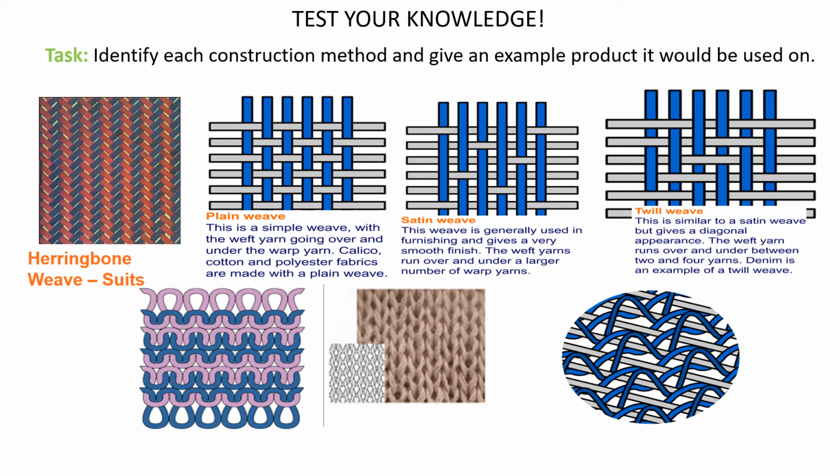Number 4 is a twill weave. This is similar to the satin weave and gives a diagonal appearance. The weft yarn, horizontal yarn, runs under and over 2 or 4 yarns. Denim is an example of a twill weave.